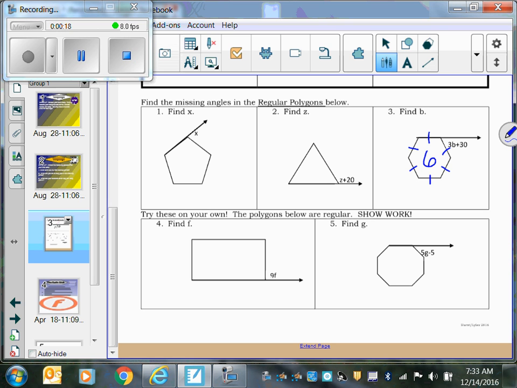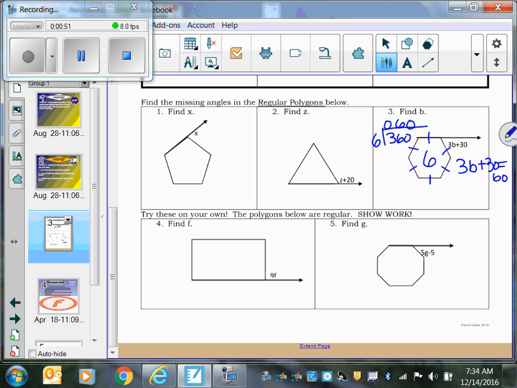Well, I don't remember how many degrees are in a hexagon. So what I'm going to use is that 360 divided by 6 trick. When I do that, I type in my 360, and I'm dividing it by 6. Well, I know 6 goes into 3 0 times. It goes into 36 6 times, and it goes into 0 0 times. So that means that every exterior angle should be 60 degrees. So what I can do is say 3b plus 30 is equal to 60.